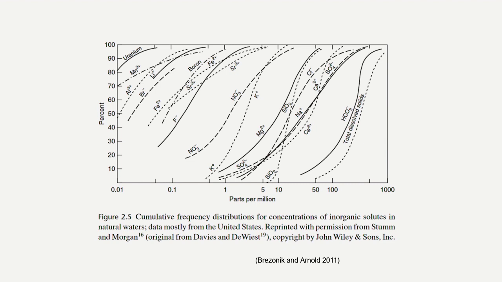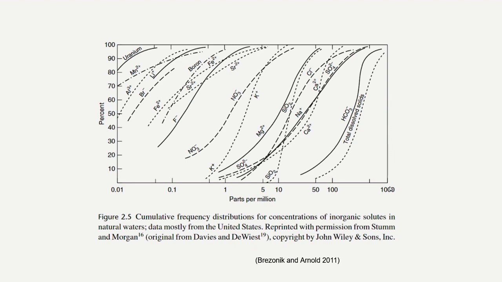So this is a figure from Brezonik and Arnold, the textbook that I like to use, which is a cumulative frequency distribution for inorganic solutes in the waters of the United States. So what does that mean? Well, on the x-axis of this graph, you have parts per million of solutes, or milligrams per liter, as you know. And you notice that this is on a log scale. So over the linear space here, it goes from 0.1 to 1 to 10 to 100 to 1,000. So this is a log linear graph.